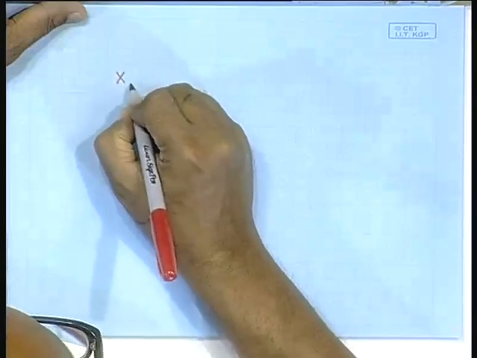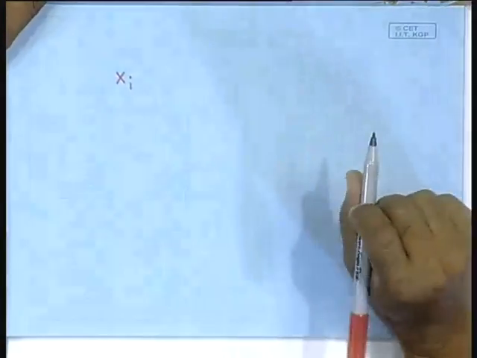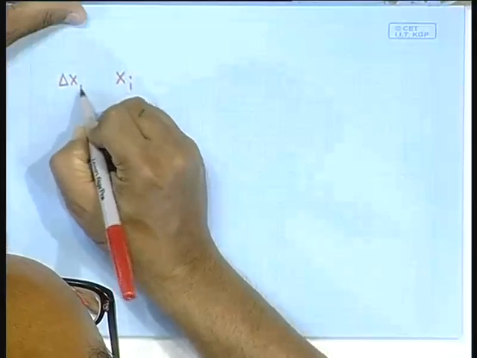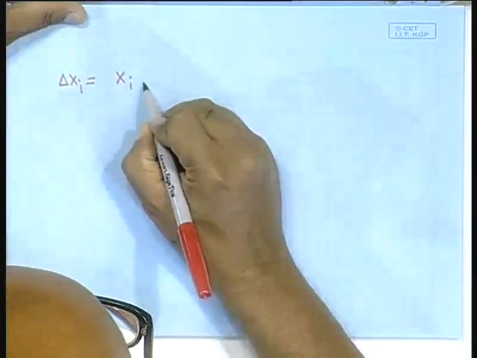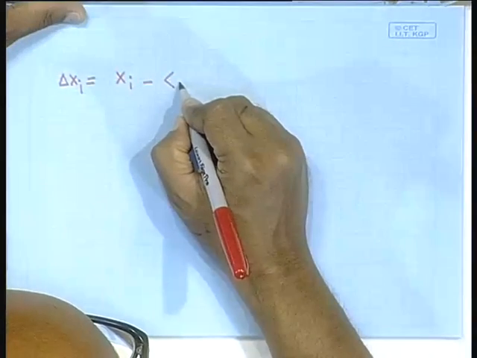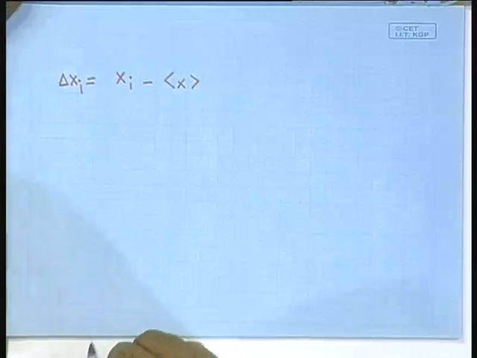So, let us ask the question, if I throw the dice once and I get a value xi. So, if I do the experiment once, the outcome of the experiment is xi, how much is the deviation from the mean? So, this delta xi, take the outcome that you get and subtract out the mean value. This tells me the deviation from the mean.